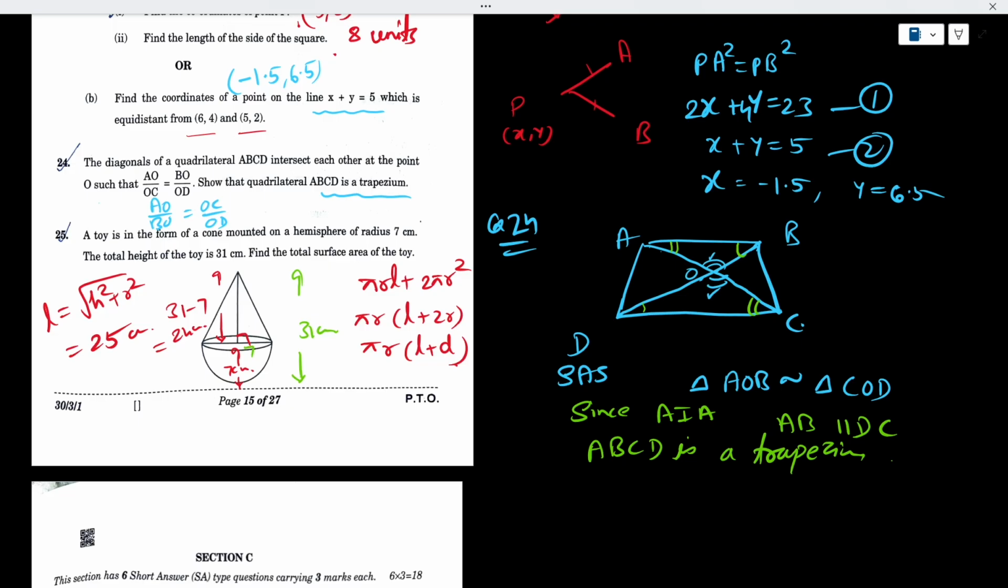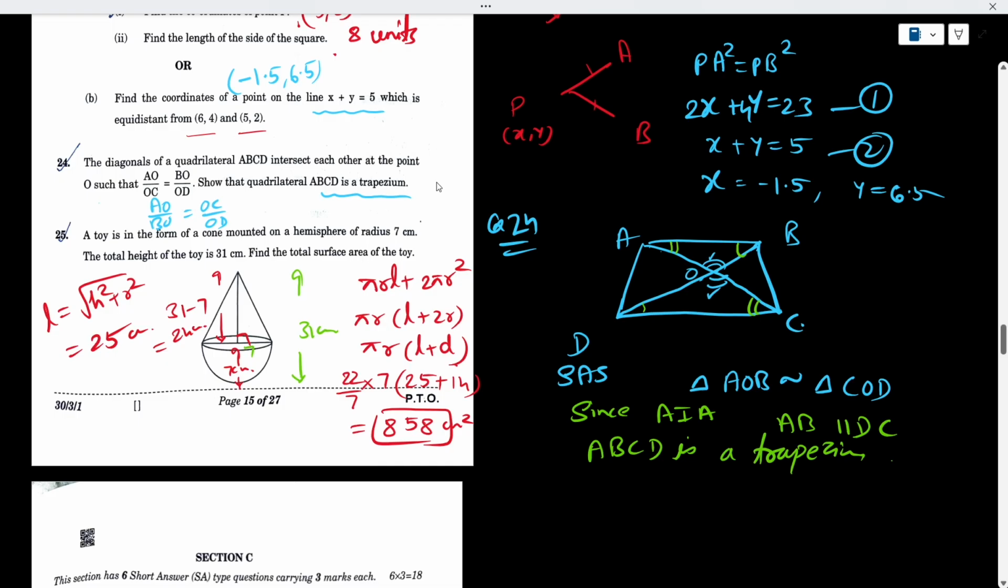What will be your answer here? If I take 22 by 7 into r, L is 25, plus double the radius, which is 14, you will get the answer as 558 square centimeter. Right, so this one is your final answer.